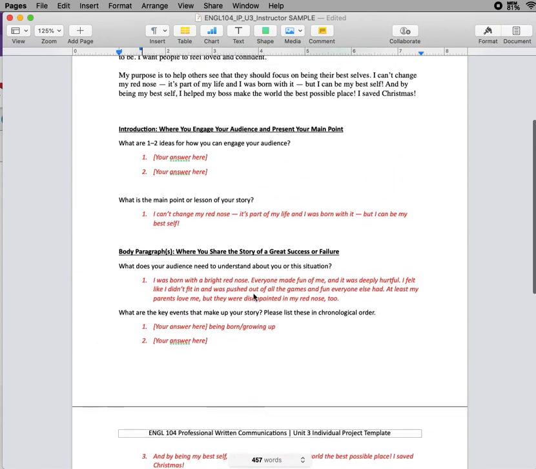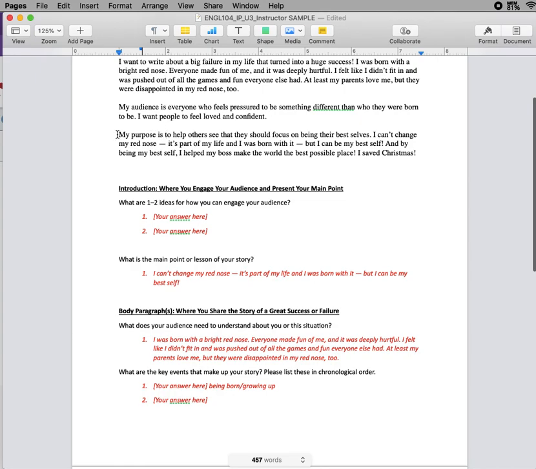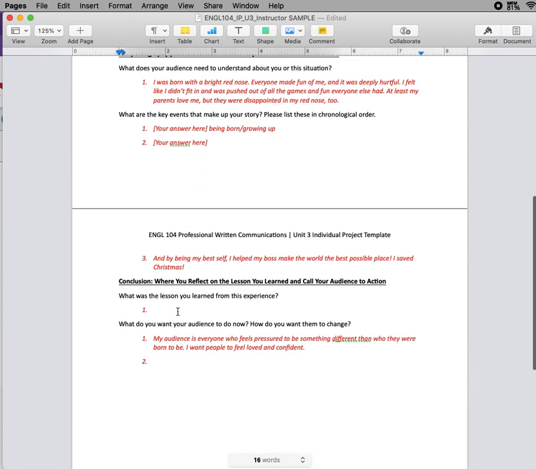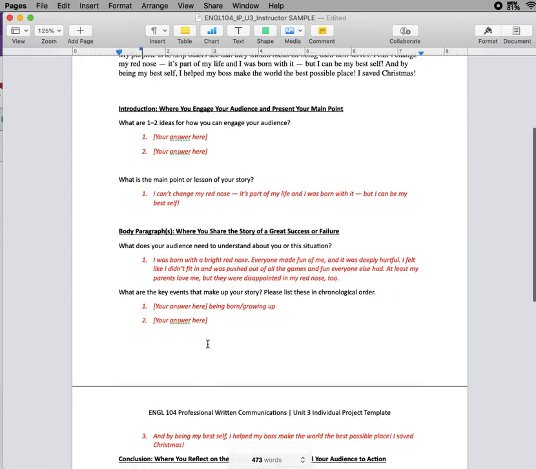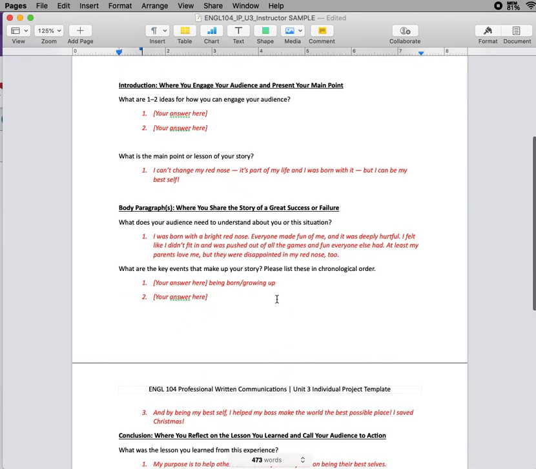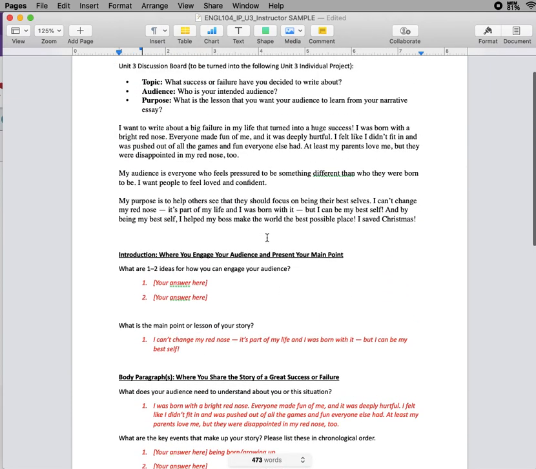What was the lesson we learned from this experience? What if we take that first part to help others see that they should focus on being their best selves? So just by looking at what we've written, we filled out a lot of our work here. And now we can go back in and start to see, well, what other details do we want to explore?